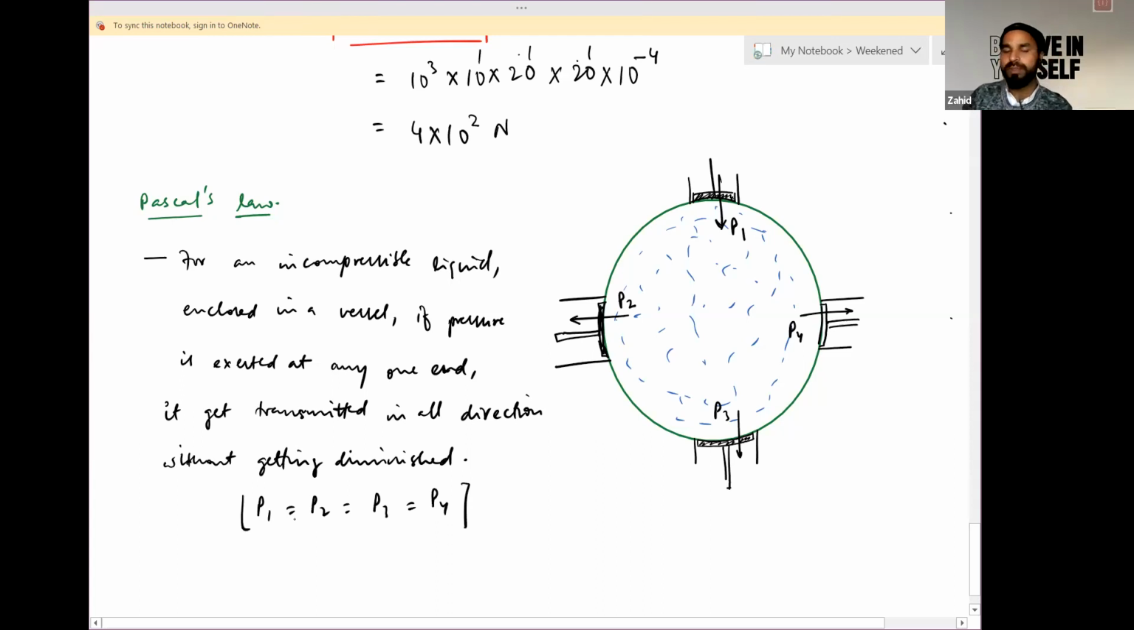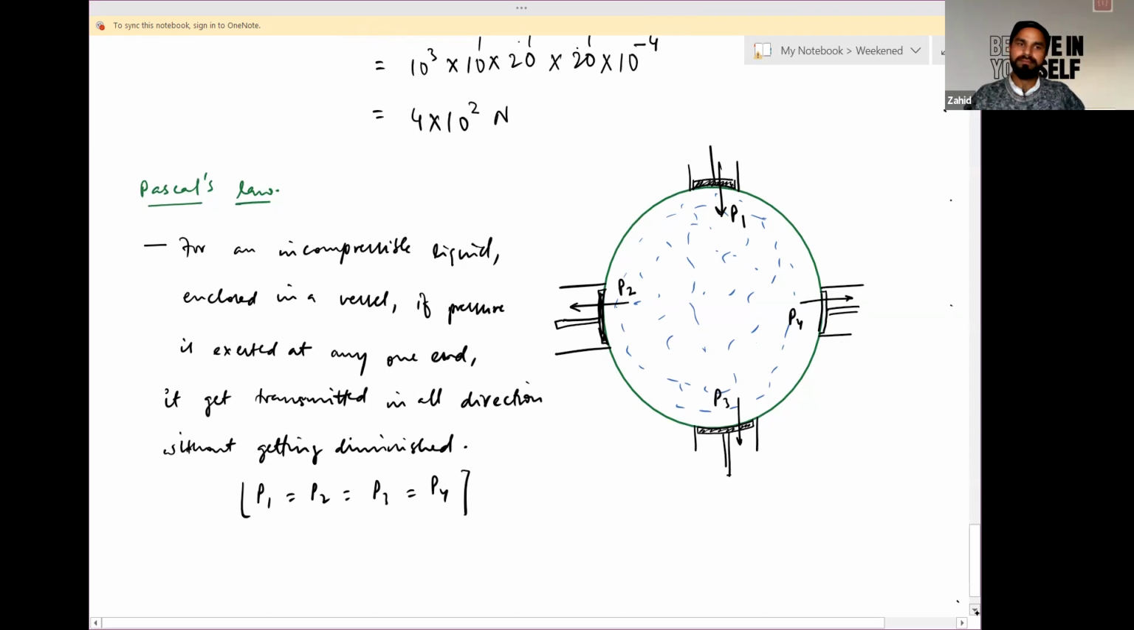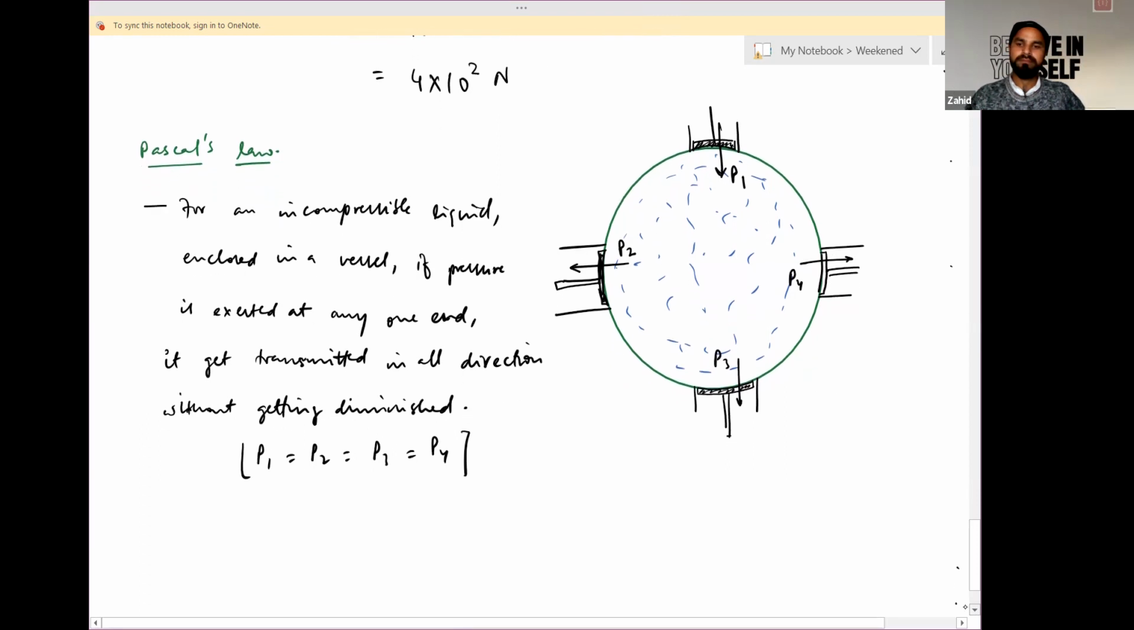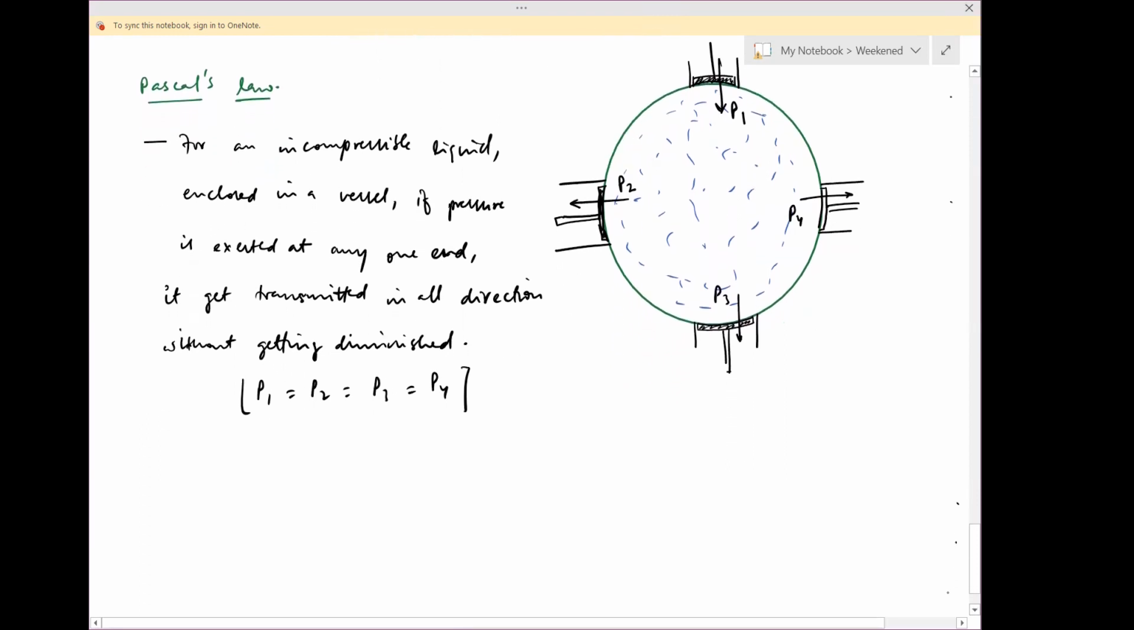This is the first consequence of this Pascal's law. The next consequence is pressure at same horizontal level will be always equal. I will prove it, and you have to prove it in your examination. First, write it down. Done.